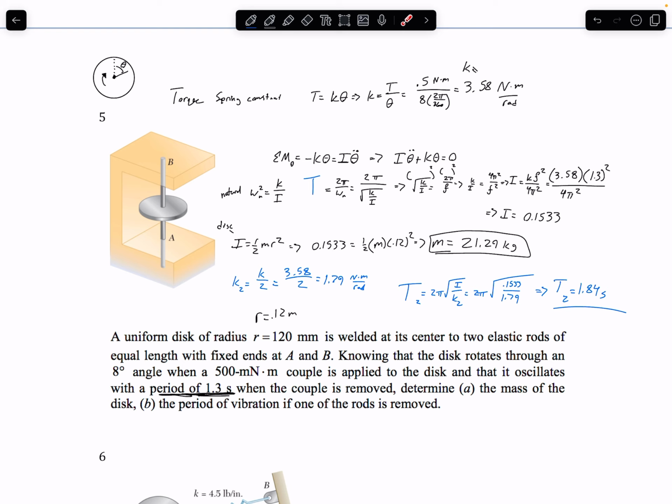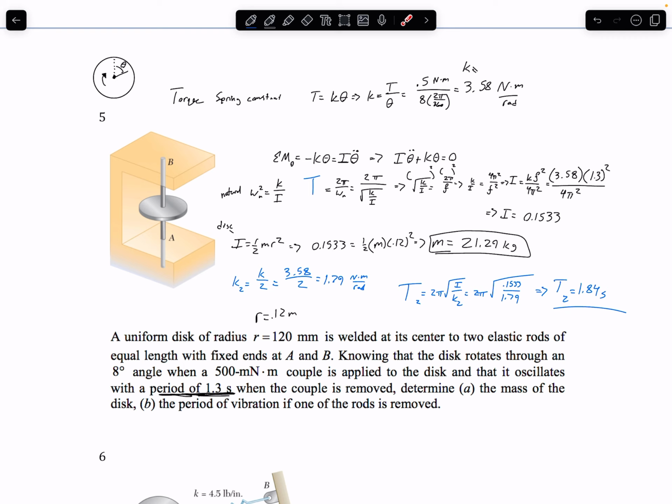We know that the moment of inertia of a disk is equal to 1/2 m r squared, so we can use that. The only thing we don't know is the mass, so we can solve for the mass, and that is equal to 21.29 kilograms. Then for part B, if one of the rods is removed, we're assuming that the torque value is dropped in half. So K2 is equal to K divided by 2, which is 3.58 divided by 2, or 1.79 Newton meters per radian.